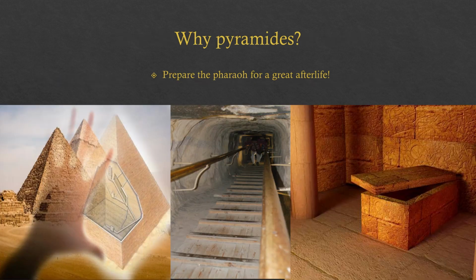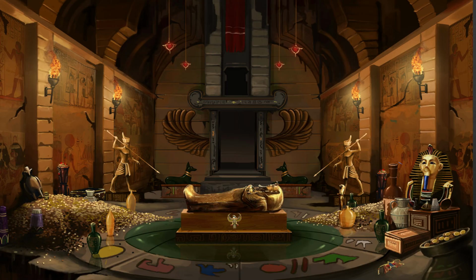But why pyramids? Well, just like the mummies, they are meant as a preparation for the pharaoh for a great afterlife. So the Egyptian people believed that if the pharaoh got a lot of treasure with them at the end, he could have that treasure in the afterlife, just like the Vikings, the Chinese emperors, and so on. So that's why they filled the tombs with a lot of wealth, gold coins, jewelry, and so on.